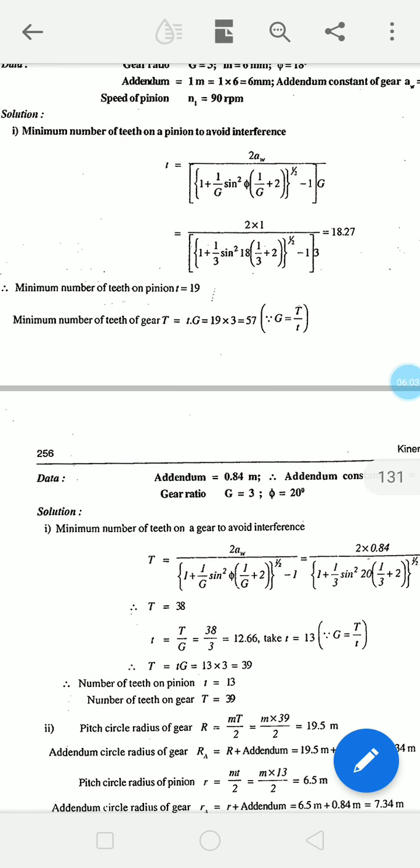18.27, no, better you have to take 19. Okay, minimum number of teeth on a gear. Now pinion, already you know, gear ratio G equal to T by t, so I can write minimum number of teeth of gear, capital T, equal to small t into z. So 19 into 3 equal to 57 you will get, right?